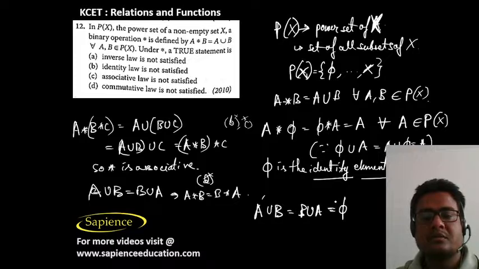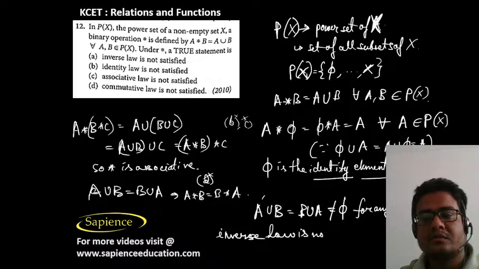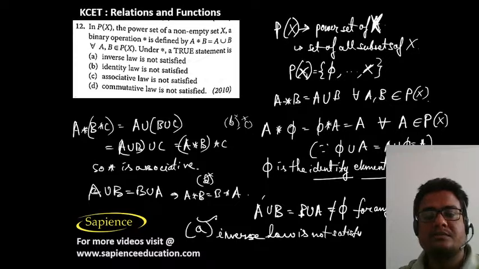This can't be phi for any set B belonging to the power set of X. So it means the inverse law is not satisfied. Right? So option A is the correct answer.